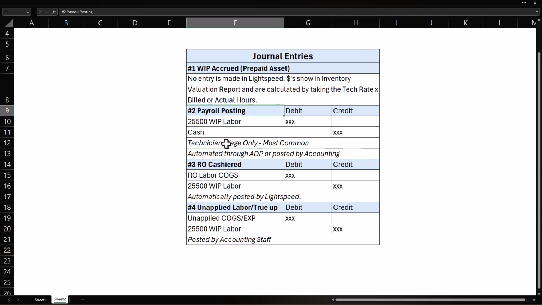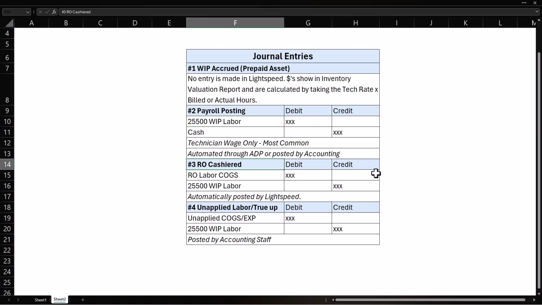This journal entry can be automated if it's being done through ADP and you're with Lightspeed. If you don't have ADP, then you're probably manually posting that, or you've built a process to post this. And the key part here is that what goes into WIP labor is only technicians. It's not the managers. It's not other support staff. It is just the technicians, because those are the people we're trying to gauge efficiency off of, the individuals performing the work.